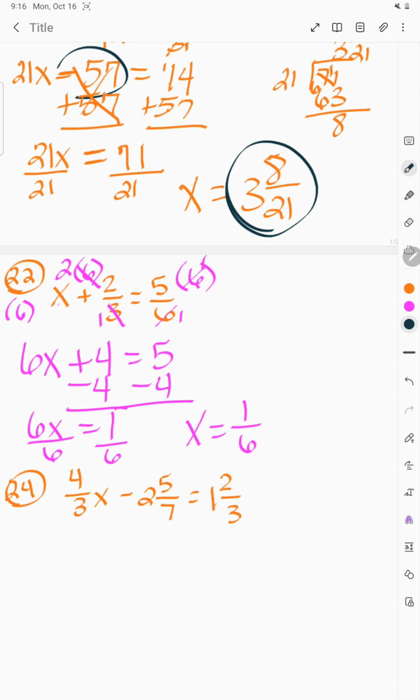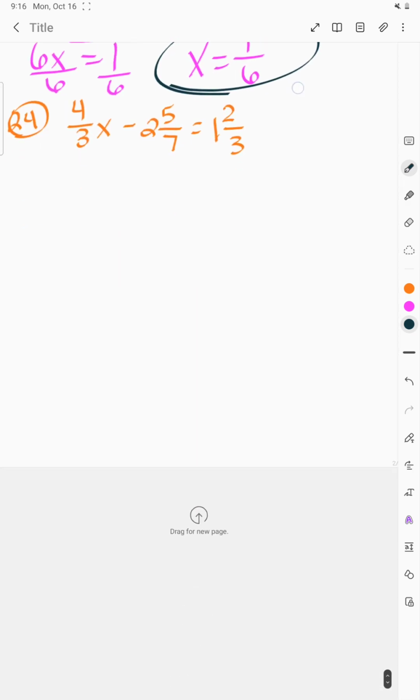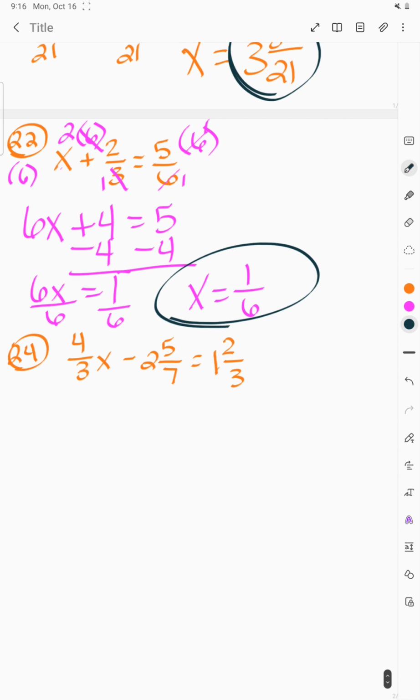Okay, so we'll move down to number 24. So try to work this one out on your own. And noticing that you have a mixed number here and a mixed number here, you want to go ahead and change both of those to improper fractions. Okay, so you try to work this out. I'll work it out as well. But I'm just going to work it out. I'm not going to talk. Just try to follow along. Try to do it on your own.